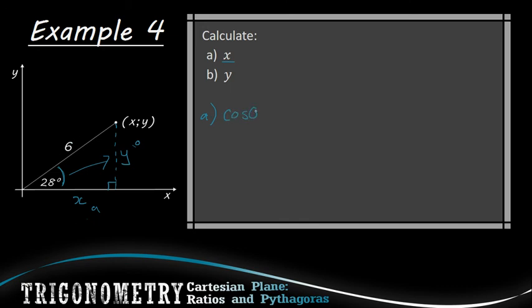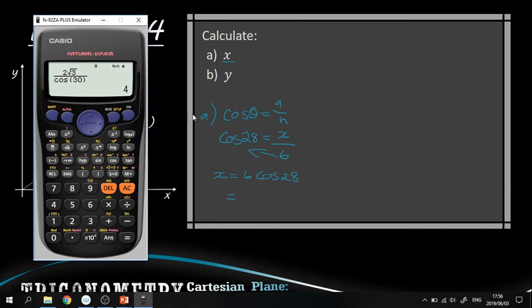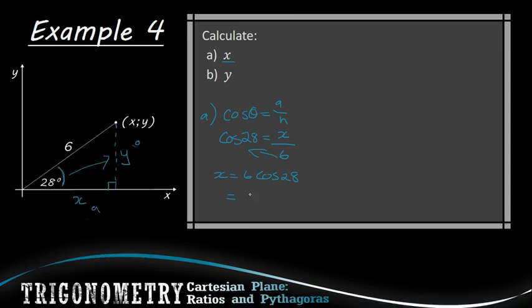X is adjacent, so for the adjacent and hypotenuse, we know that's cos. So if I have cos theta equals adjacent over hypotenuse, then I substitute in my known values. So cos of 28 is equal to adjacent, which is the x that I'm looking for, and hypotenuse is 6. So to solve for x, I'm just going to multiply the 6 up. So x is then equal to 6 cos 28. And then I put that onto the calculator. So this will give me 6 times cos of 28, and that's equal to 5.29. So that's 5.3.